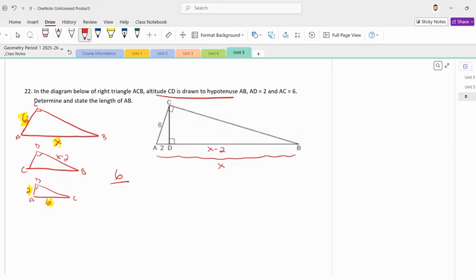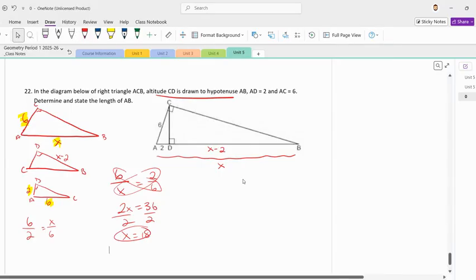Here, if I want to compare these two sides, I can say 6 over X, and then I have to do the same order and do 2 over 6. Remember, you could do 6 over 2, X over 6, but we're still going to cross multiply together and get 2X equals 36. And when we divide by 2, we'll get X is equal to 18. And there's our answer. And since that's what was AB, we're good to go.